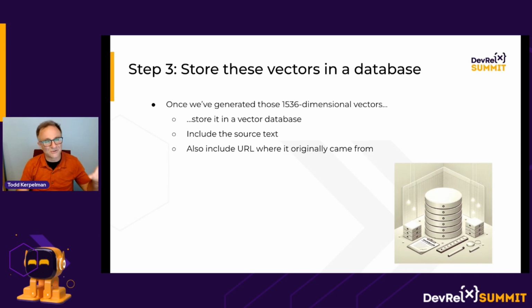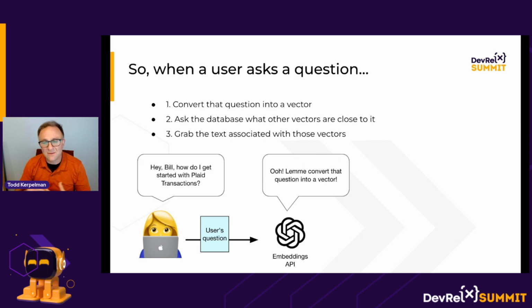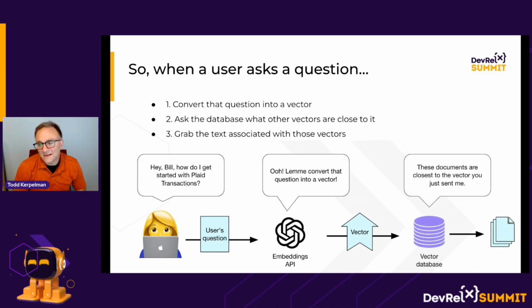Now that we have all this stored in a database, here's what we do. When a user asks a question, the first thing we want to do is convert that question into a vector. And we will do that by sending it to the same embeddings API that we were using to embed all of our original documentation content.